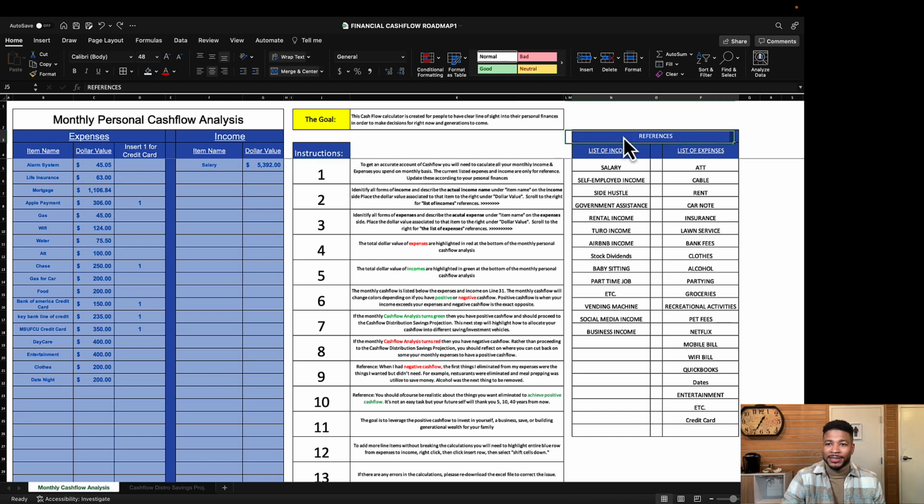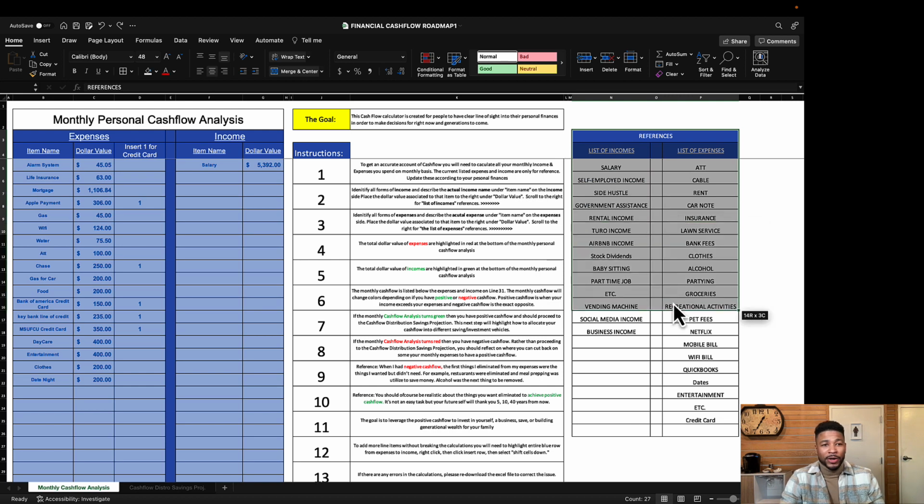Now, on the right-hand side, we have references. These are a list of income and expenses references. If you do not see them on here or in the already pre-populated expenses and income charts, feel free to add your own. You are not limited to these expenses and income because it's based on your personal lifestyle.